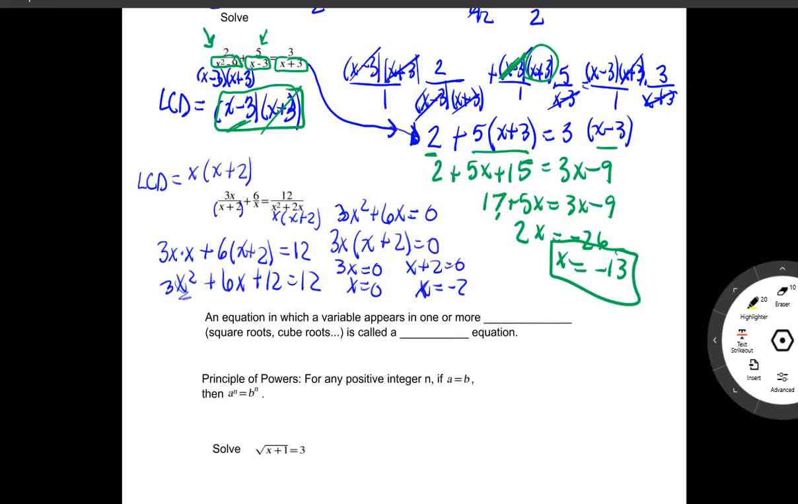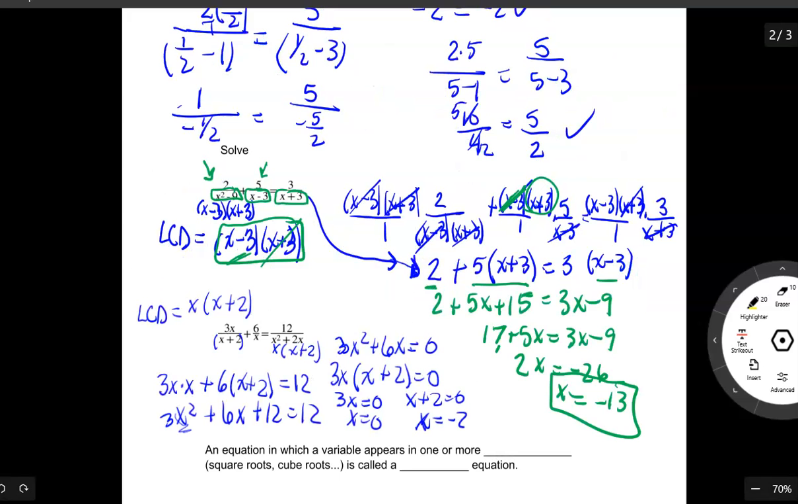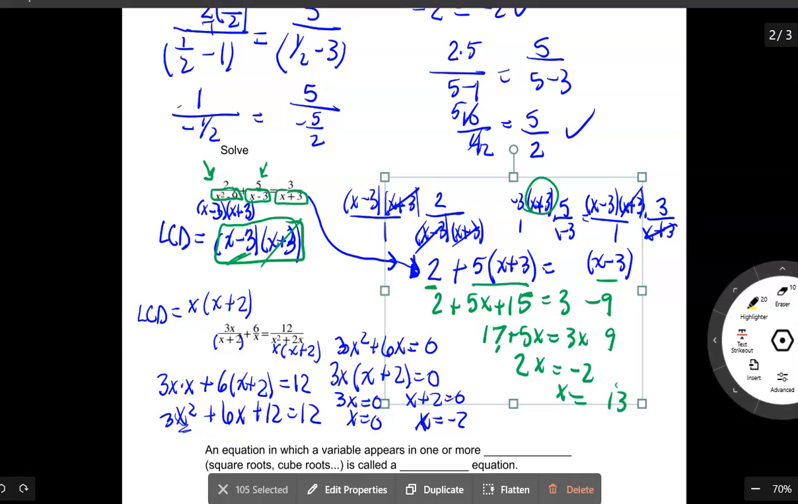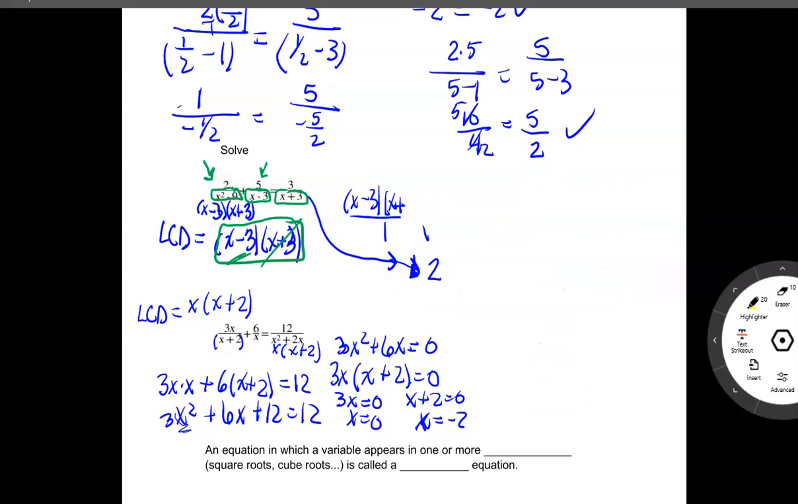So plugging in 0, let's see. We're running out of room here, aren't we? Okay, you've got this last problem, right? So I can get rid of some of this. Okay, I made some room. So just to recap, we found two numbers, x equals 0 and x equals negative 2. We need to check to see if those work.